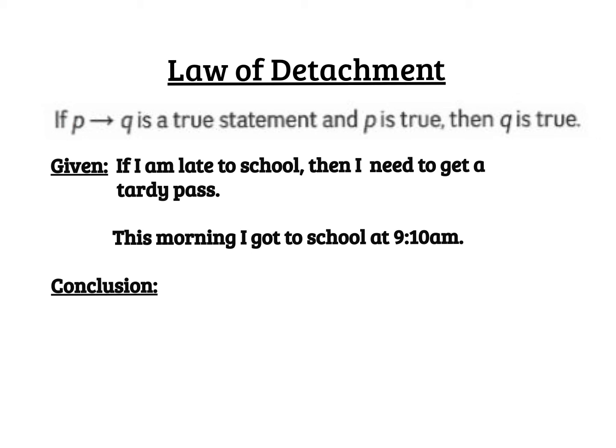So here we have a situation. If I am late to school, then I need to get a tardy pass. This morning I got to school at 9:10 a.m. What conclusion can I draw? What I like to do is identify my statements and label them as P and Q. I'm going to label the first statement right after the if. That first part is going to be the P section. This is P, and the second part is Q. I'll do this in red. So right after the if, we label that as P, and right after the then, we label that part as Q.